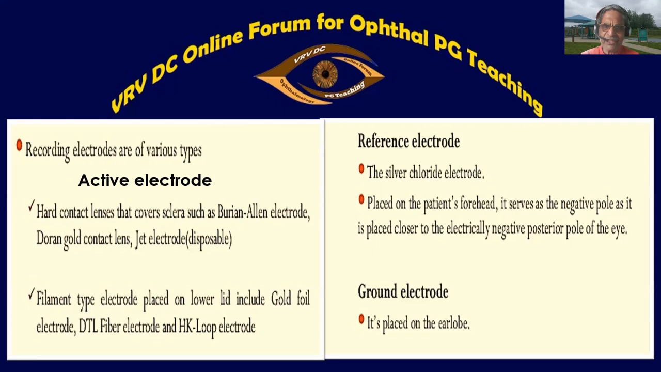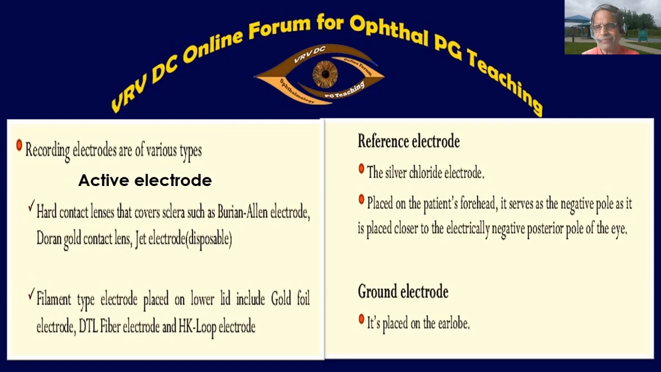Include the gold foil electrodes. Just know this: one more electrode is placed on the lower lid. Enough. Then what are reference electrodes? This is a silver chloride electrode placed on the patient's forehead. The active electrode acts like a positive pole, whereas the reference electrode acts like a negative pole.